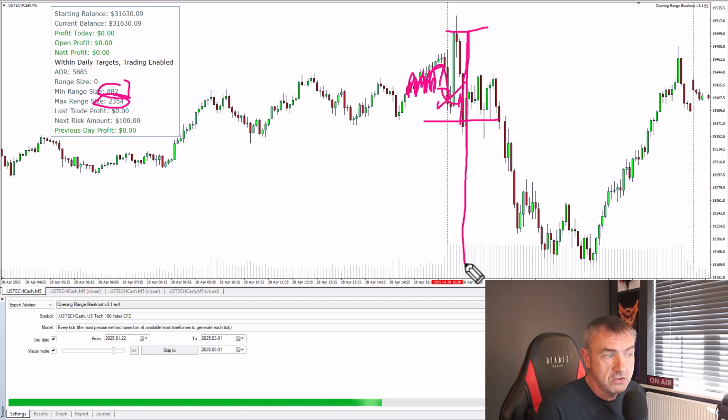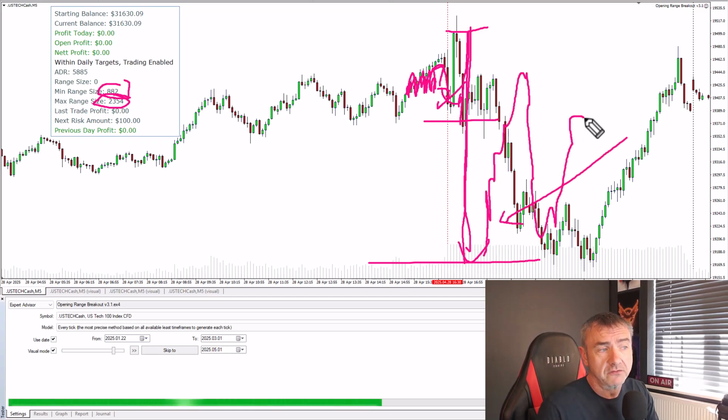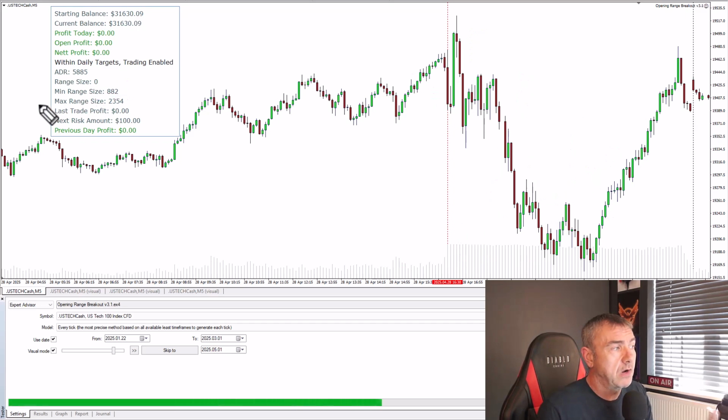But we don't want them moving too far, because if they've done that in 5 minutes, the chances are there's going to be little left for them to do, and we're just going to chop around in here all day and not actually go anywhere. Okay, so that's why we have a minimum and a maximum. So that's the 5 minute variation of the opening range breakout strategy.